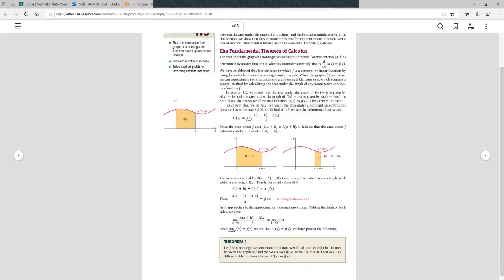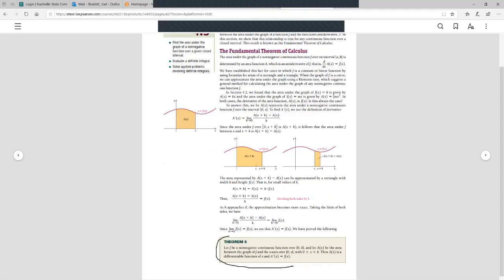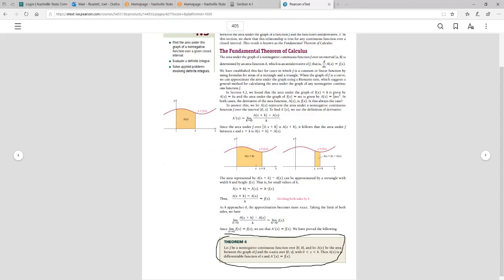So let's take a look at Theorem 4 very quickly. Theorem 4 says, let f be a non-negative continuous function. That means the graph has to be above the x-axis. It's going from 0 to b, and let A of x be the area between the graph of f and the x-axis from 0 to x, with x being between 0 and b. Then A of x is a differentiable function of x, and the derivative is f of x.